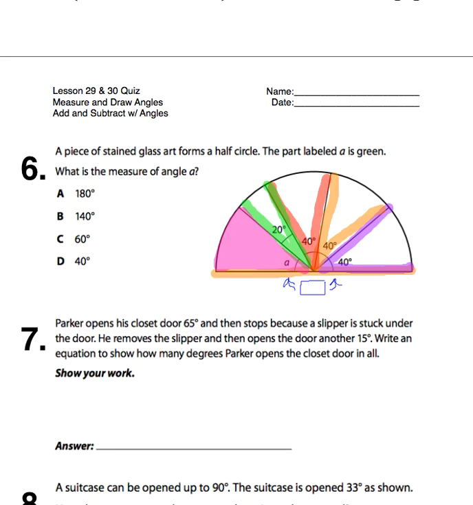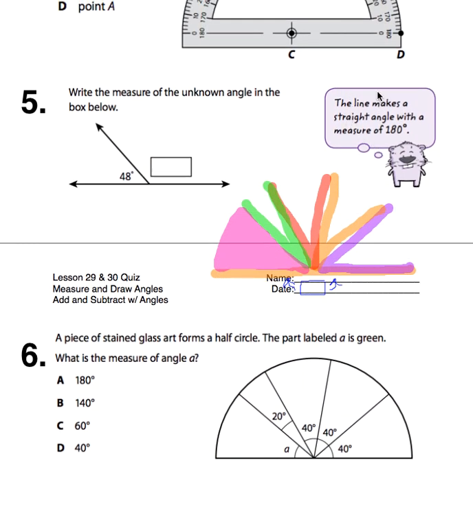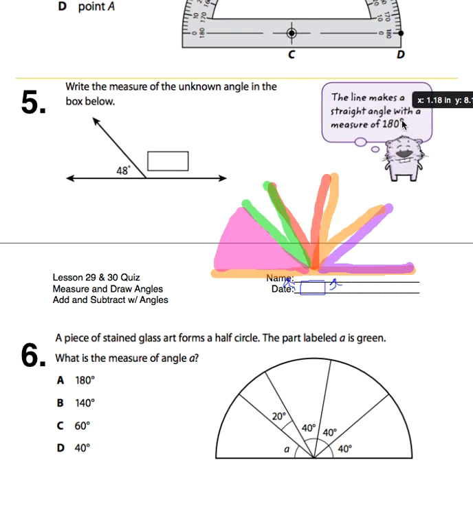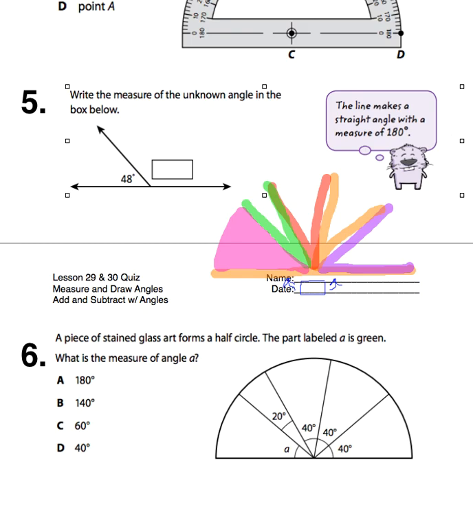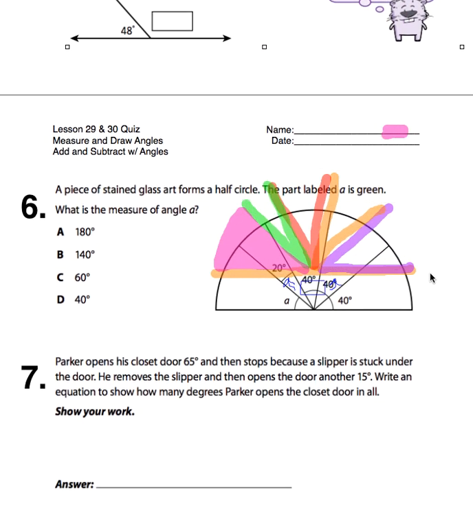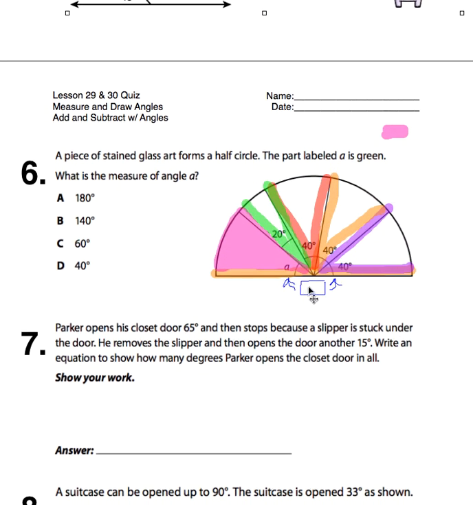Hint. We just talked about it, right? It says it right here. The line makes up a straight angle with a measure of 180 degrees. 180 degrees is a straight angle. All right, so 180 degrees is what all these angles combined equal.